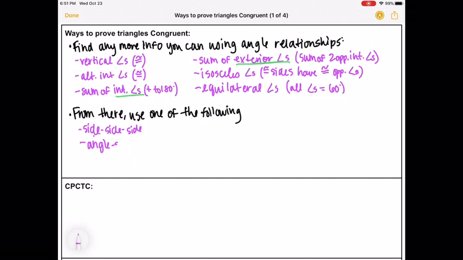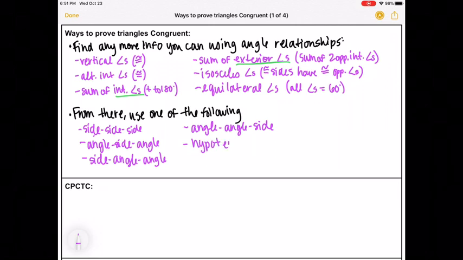Angle, side, angle. Also remember they have to be consecutive, or in a row. Side, angle, angle. Angle, angle, side. And then lastly, hypotenuse, leg. And that is only for 90-degree triangles, or right triangles.